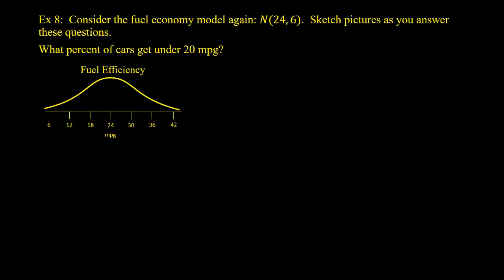Sketch the curve. Under 20 miles per gallon, we're going to put that horizontal line at 20 and sketch to the left. There you go. So I want to find that area to the left of the curve. We can find this by z-score, so z equals (20 minus 24) over 6, which gives us a z-score of negative 0.67. We look in the table to find the probability that z is less than negative 0.67. That probability is 0.2500.